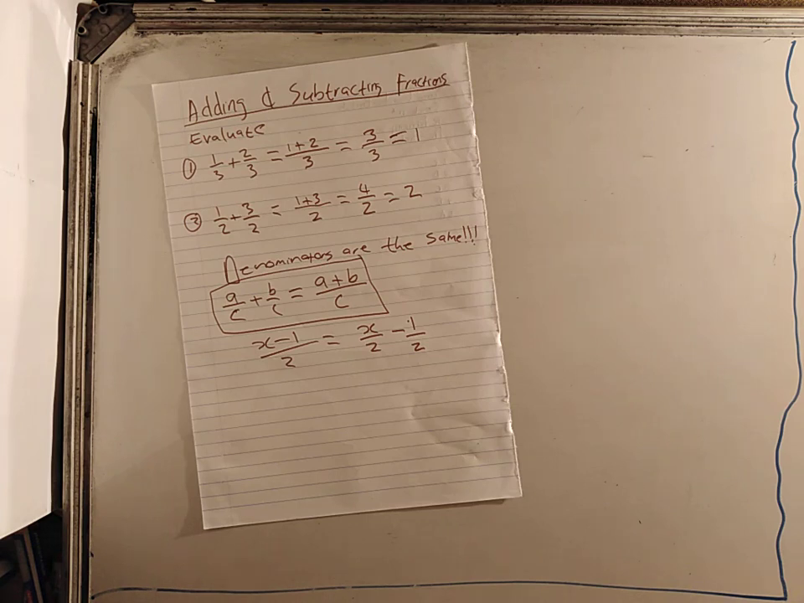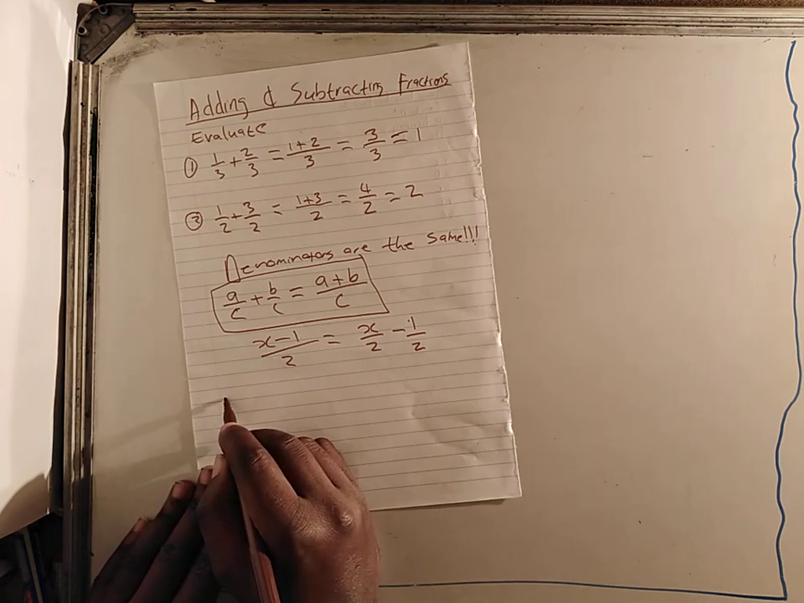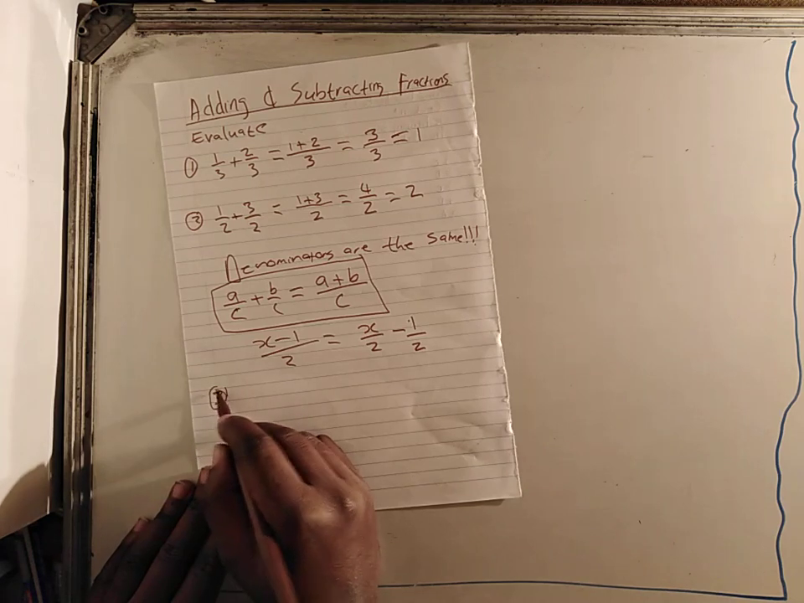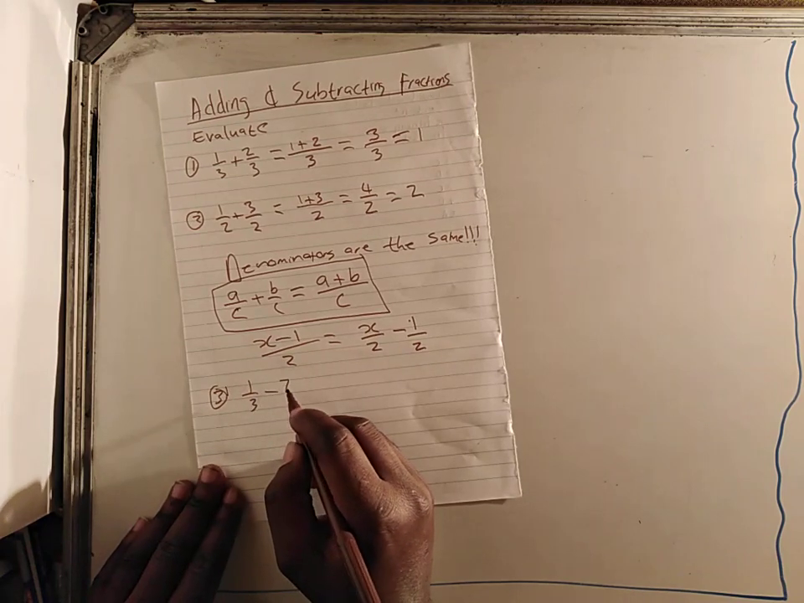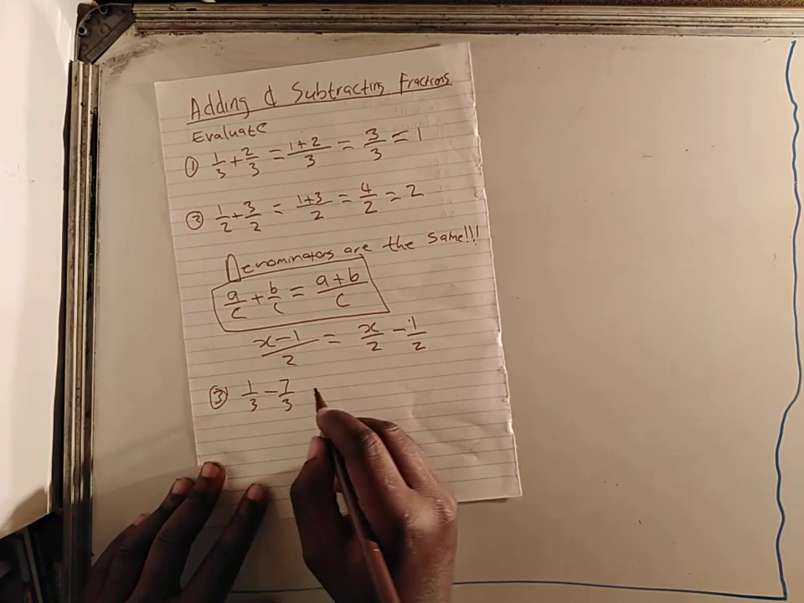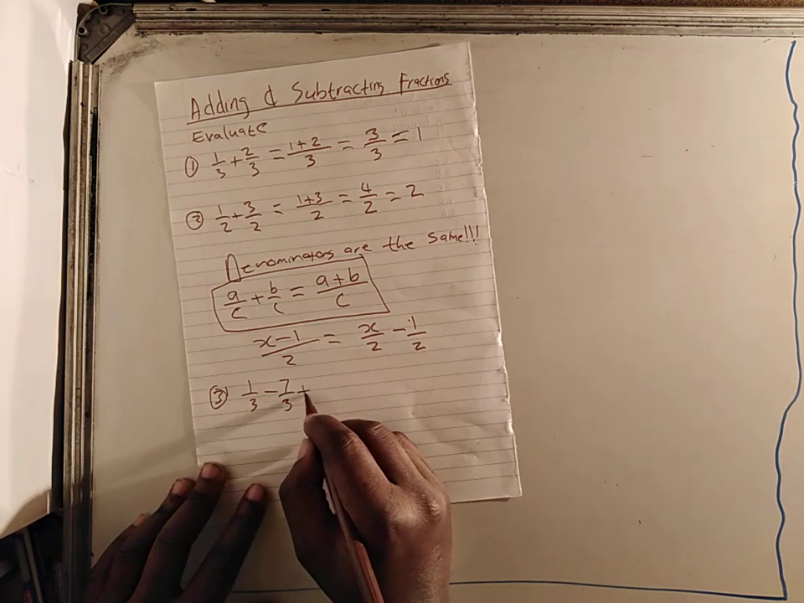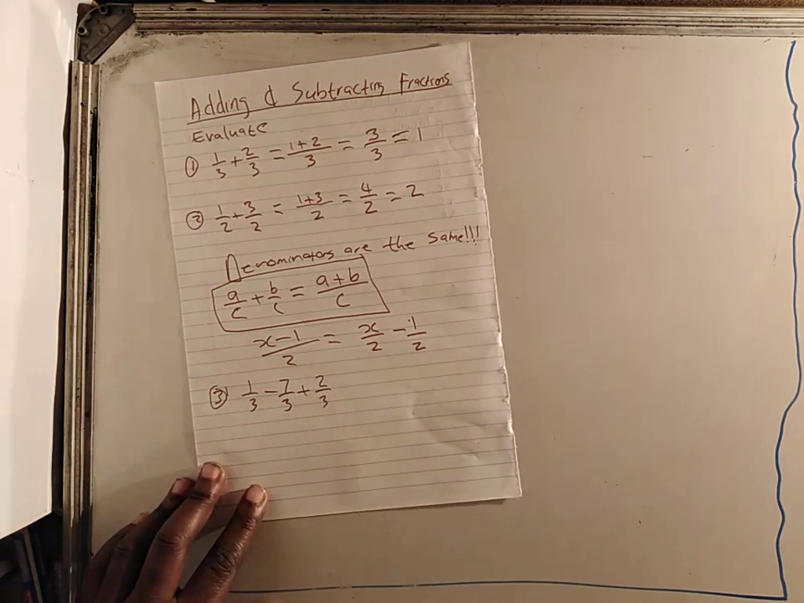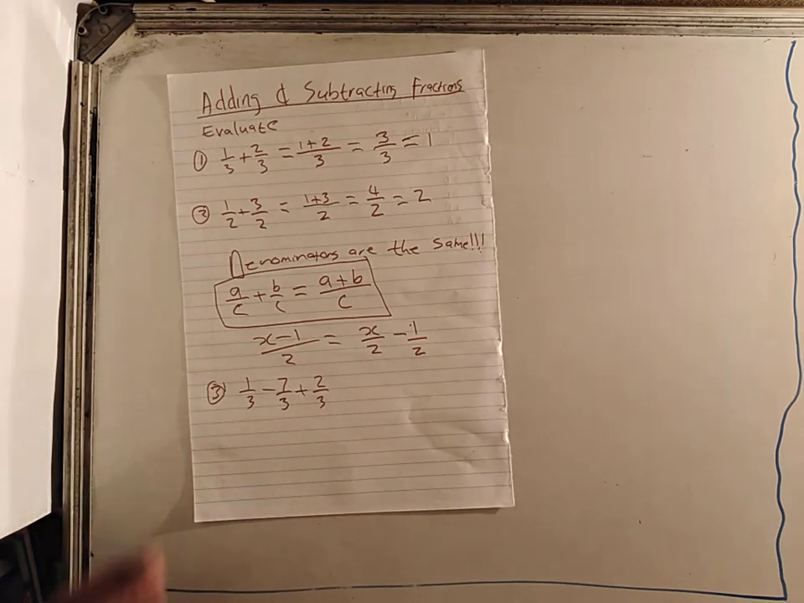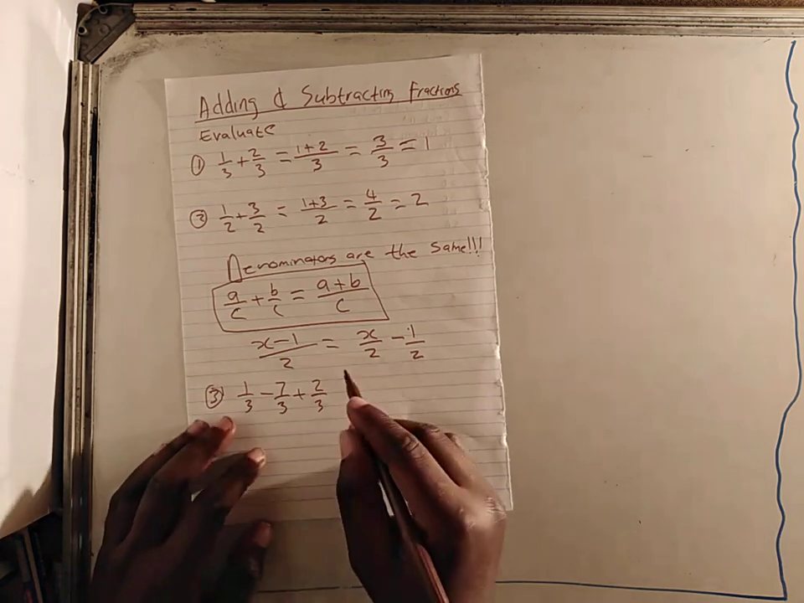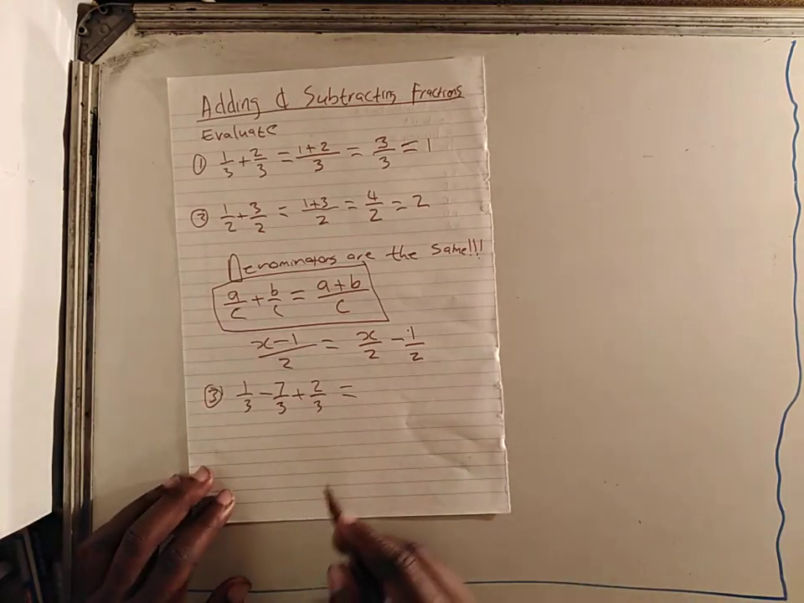Okay, now let's take number 3. Let's take 1 over 3 minus 7 over 3 plus 2 over 3. Guys, now there's 1 fraction, 2 fractions, 3 fractions. There are 3 fractions and there are more than 2. Guys, it does not matter how many fractions there are, as long as you've got denominators being the same. You do the same thing that you did in other fractions.